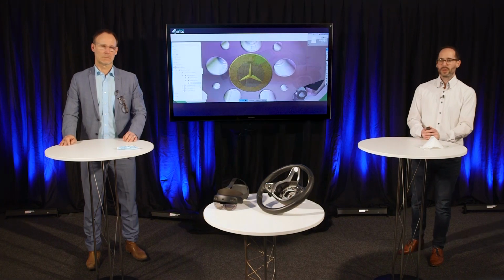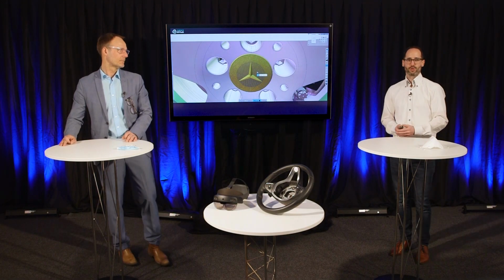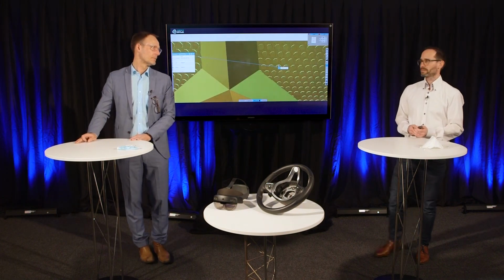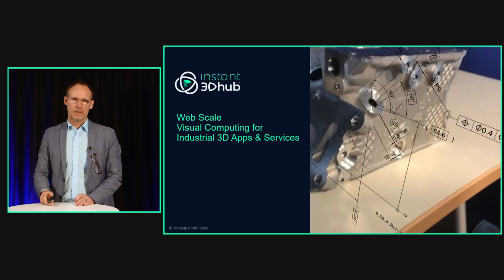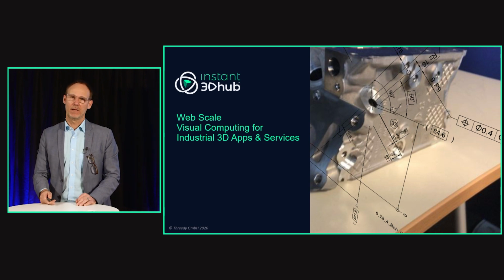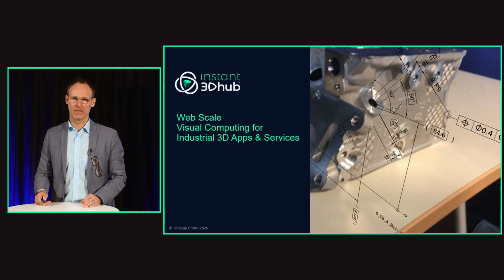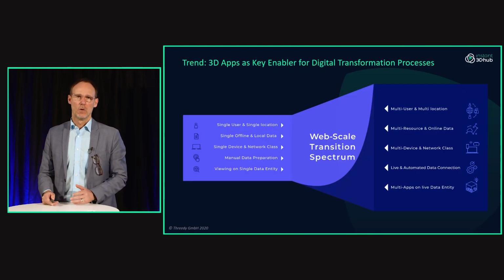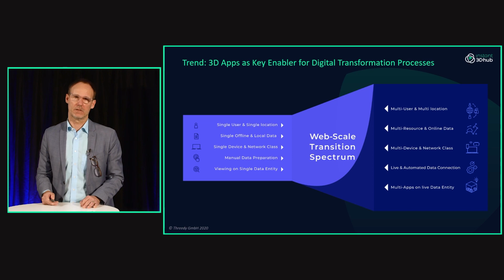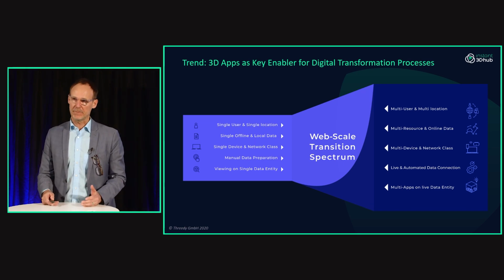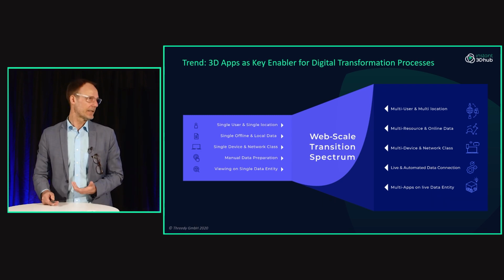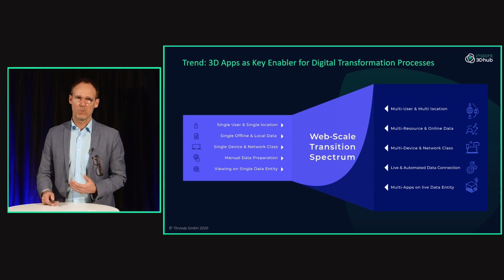And with this, I want now to hand over to Johannes, and he will show you now the platform which is the basis for all of this. So we as 3D provides the Instant 3D Hub platform, which is our web-scale visual computing for industrial 3D apps and services. And we observed a very strong trend with Daimler and other customers over the last years that in general 3D apps and services are a key enabling technology for their digital transformation. So to accelerate these with these interactive apps.